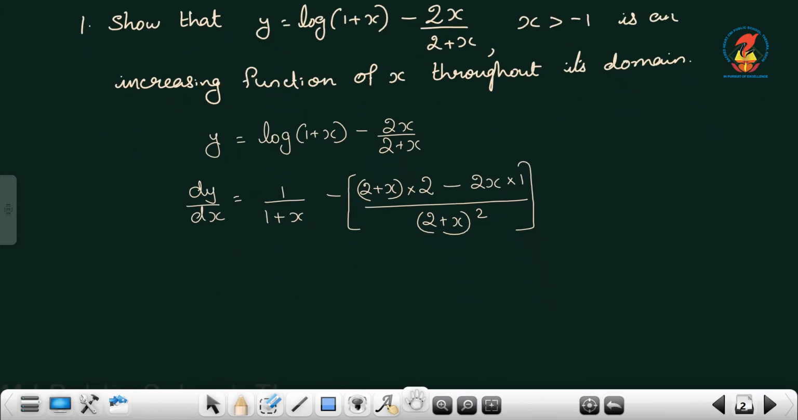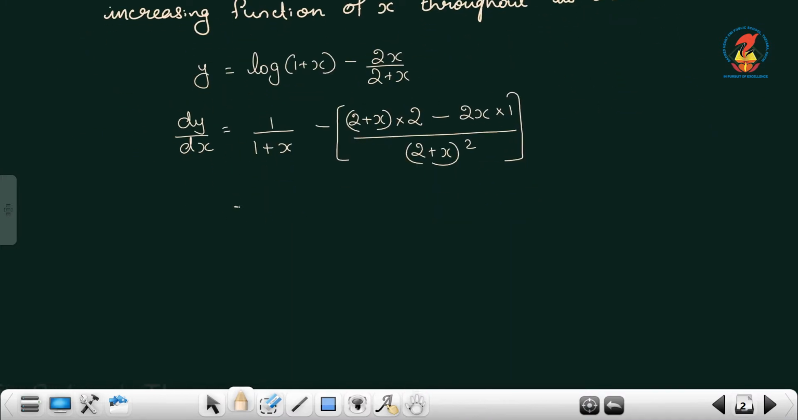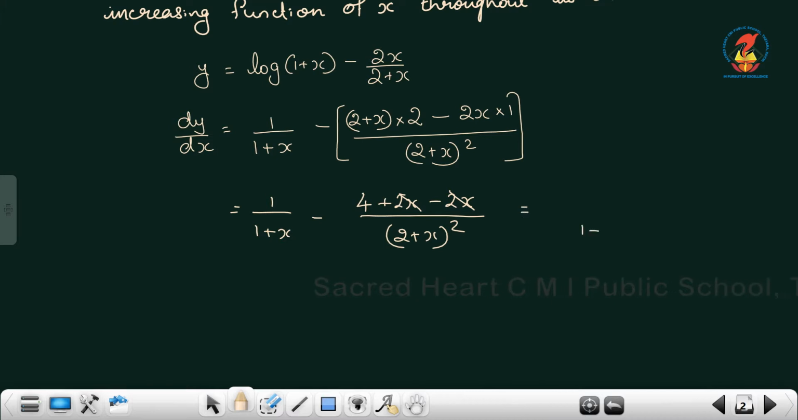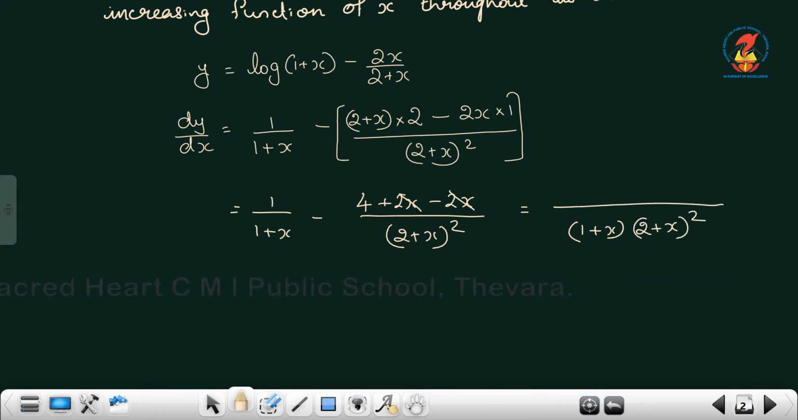Now we have to simplify. So that's equal to 1 by (1 + x) minus, with (2 + x) whole square in the denominator, 2 into 2 is 4, 4 + 2x - 2x. So 2x cancels. Again we can simplify. The LCM is (1 + x) into (2 + x) whole square. Then the numerator is 1 into (2 + x) whole square, that is (2 + x) whole square, minus 4 into (1 + x).